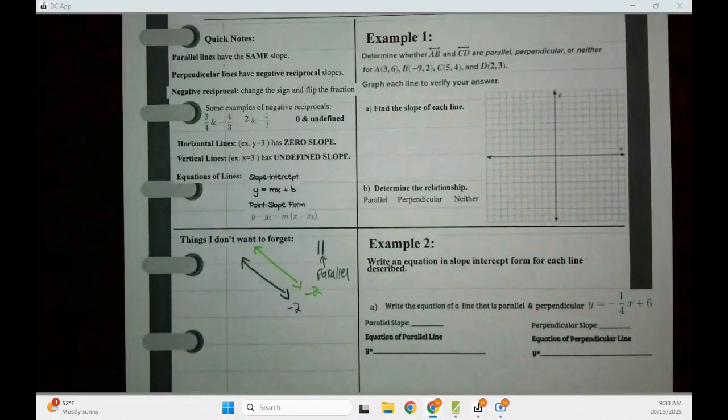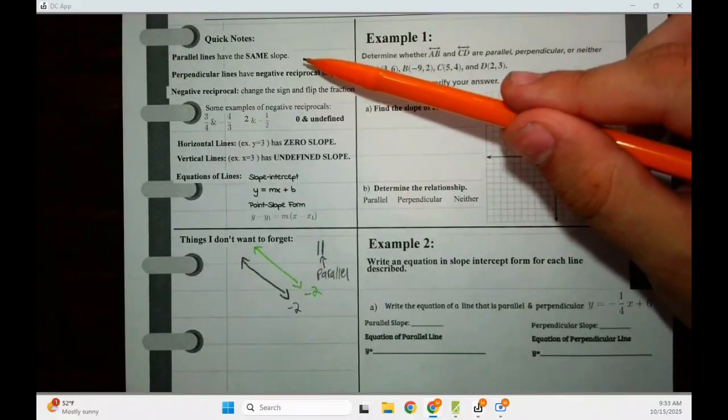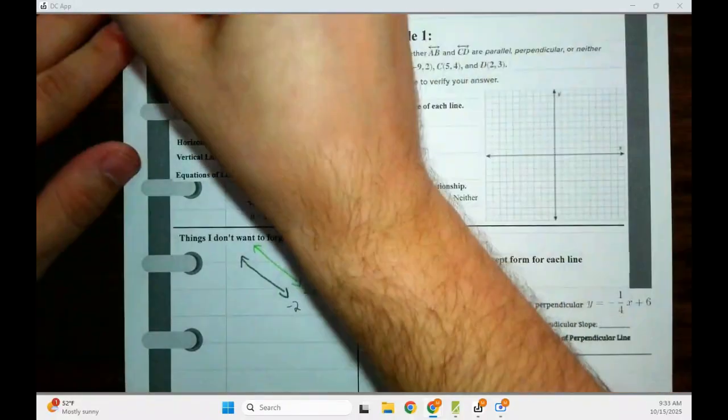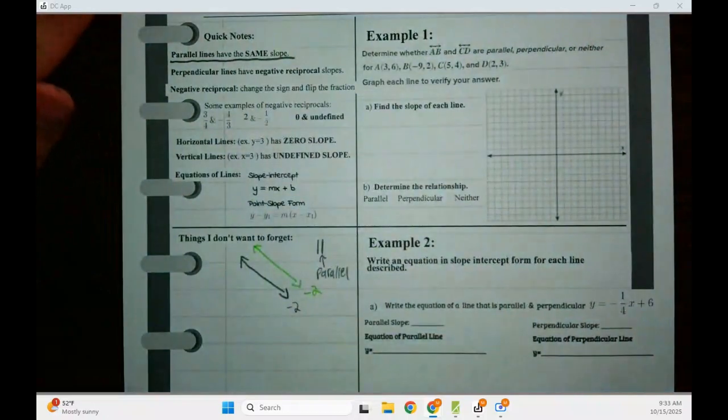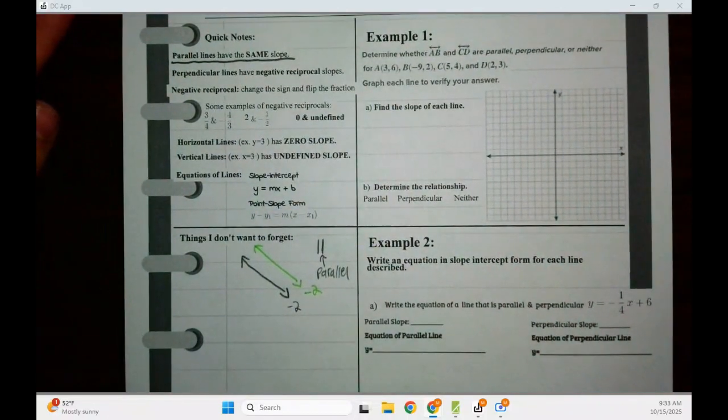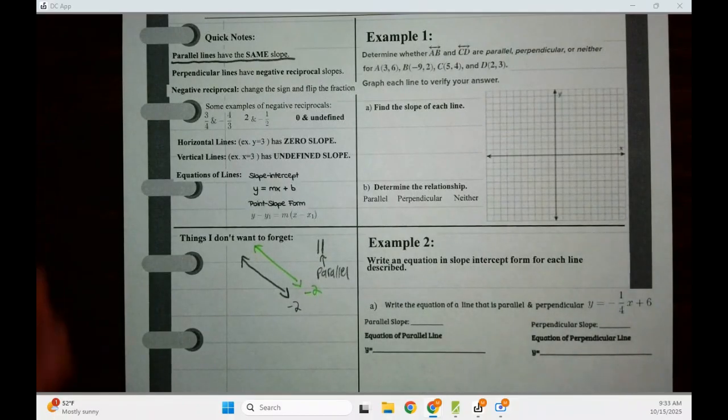That's even the first thing it says right there in the notes at the top left. It says parallel lines have the same slope. Okay? So if we know the slope of one line and it says to make a parallel line near it, then those slopes are going to be the same, right? Before we move forward, what questions do you have about that idea of parallel lines and same slope?